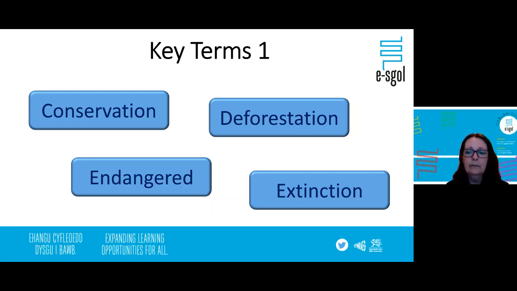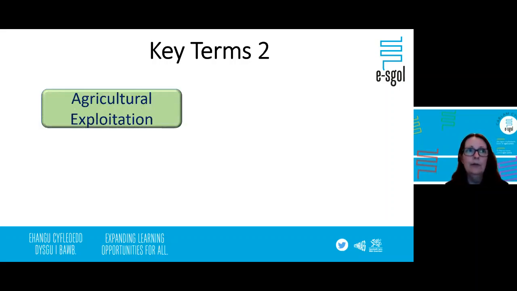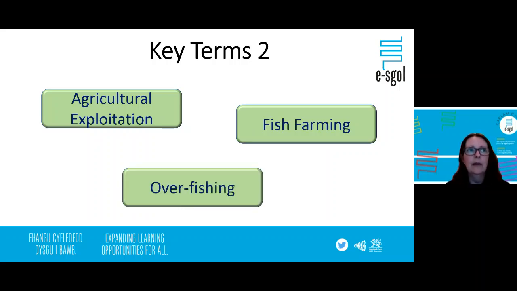So let's look at our second set of terms, and at any time that you feel like you want to pause this film, do so and just make a note of the terms in each of these little sections. Okay, so we're looking at now agricultural exploitation, fish farming and overfishing, which are three terms really that are linked together.